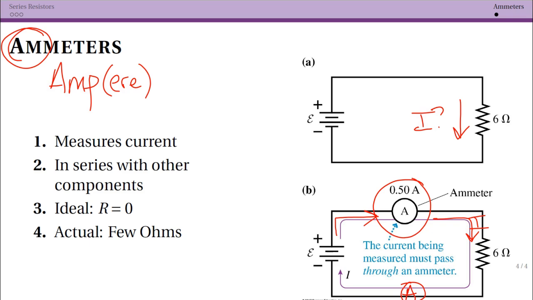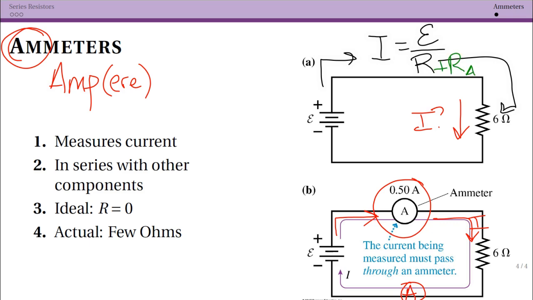Why is that? Well, we know that the current coming out of this battery, I, is going to be equal to the EMF of the battery, assuming that it's an ideal battery, divided by the resistance of the circuit, where here that's 6 ohms. If the ammeter actually added resistance to the circuit, then you would have to add the resistance of the ammeter on the bottom here, and that would change the current. That's bad. You don't want to change the current, you just want to measure the current that's already there. So we approximate and say that the resistance of the ammeter itself is 0.